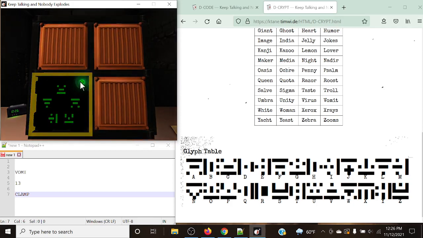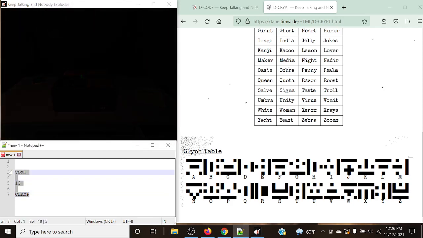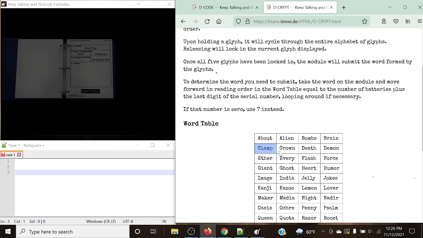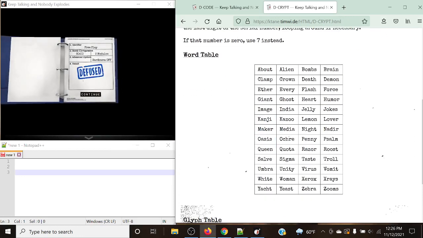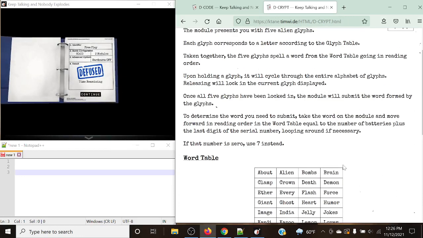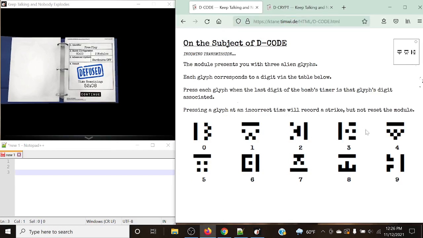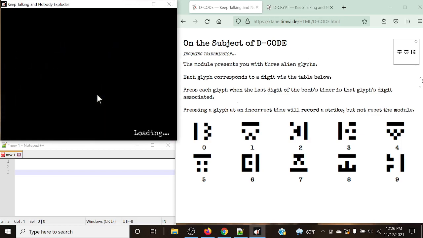Let's take a look at one more example for each of these guys, because they're pretty straightforward to do. All you have to do is find the word that's present on the module, shift it forward, and then submit that word. And decode is pretty straightforward. It's submitting these symbols based on the last digit of the serial number. So let's take a look at one final example of each of these guys.